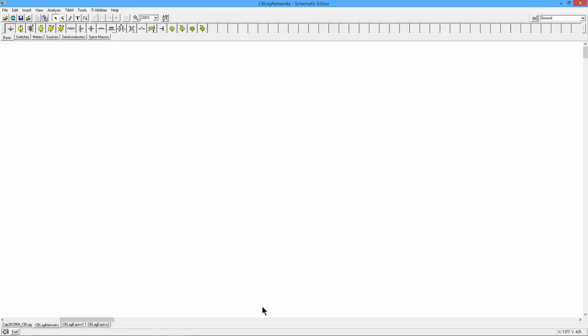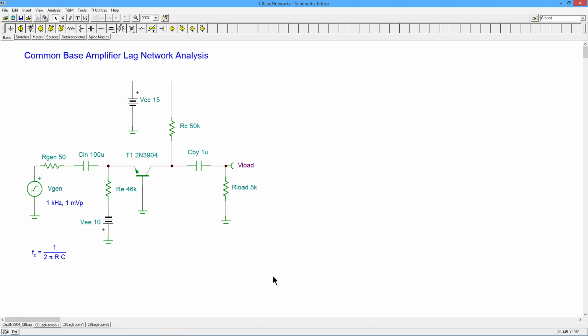What's on tap today? Why, it's nothing more than common base lag network analysis. And the crowd goes crazy. Common base amplifier lag network analysis. Common base amplifier using a little BJT, a very common 2N3904, and we want to figure out what's the high frequency performance of this amplifier. What is the F2? Where does the system gain start to drop off 3 dB on the high end?